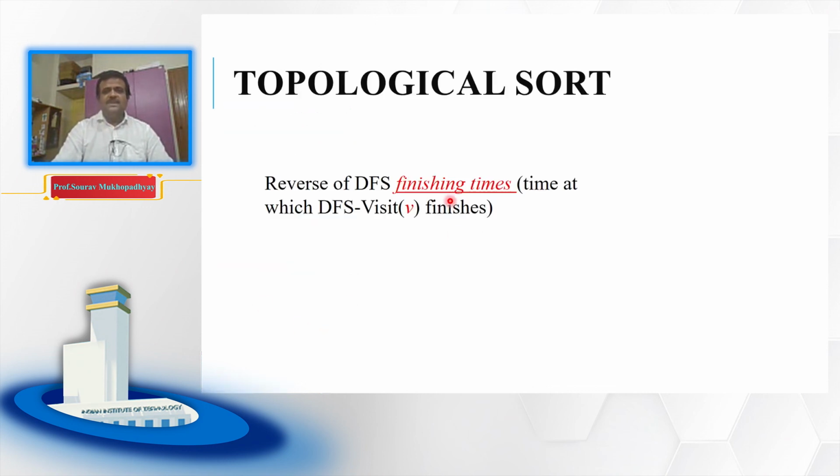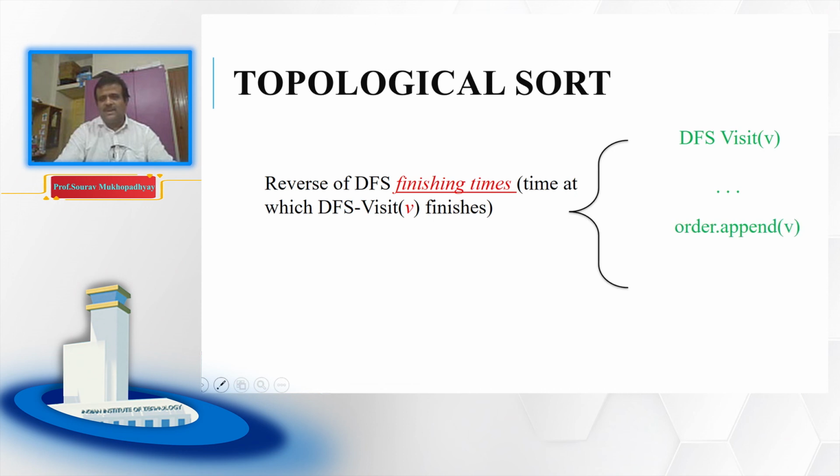So that finishing time we record. We store the finishing time of each of these vertices in the DFS search, and then we reverse this finishing time, and that will give us the topological sorting, the topological ordering of the vertices. So, we do the DFS visit of a vertex, we append the time, and then we reverse the time.